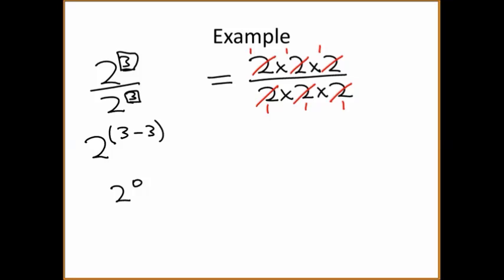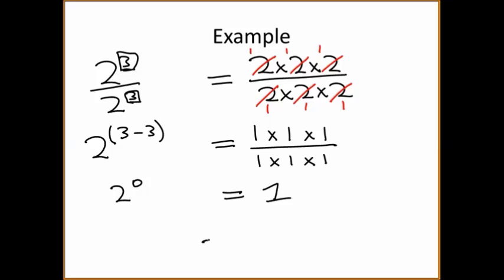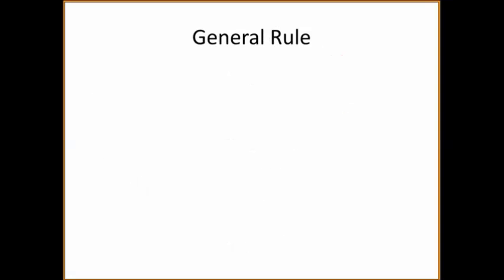Both of these cancel off. This leaves me with 1 multiplied by itself 3 times, divided by 1 multiplied by itself 3 times. And we know through basic multiplication and division that this is all equal to 1. So I now know that 2 to the power 0 is equal to 1. So, in general, this tells us that any number a to the power 0 is equal to 1, for which a is not equal to 0.